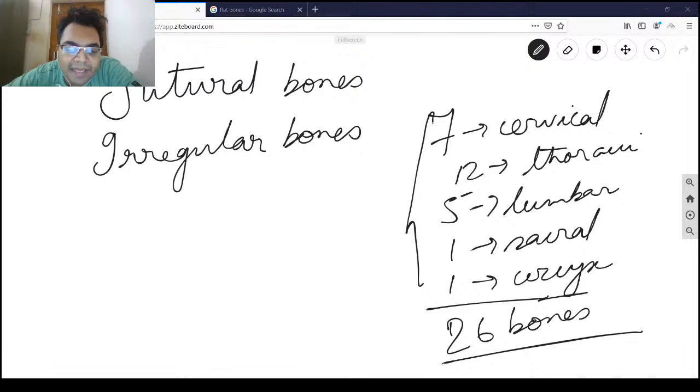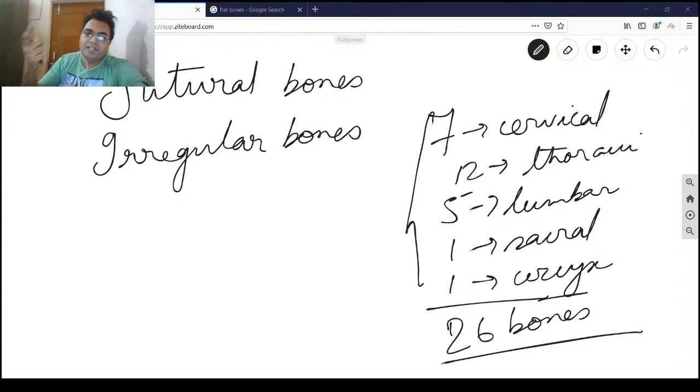So coming on to next are the types of joints. We have three types of joints: the fibrous joints, the cartilaginous joints, and the synovial joints. But before going into that classification, I'll tell you about three things which are also asked in the NEET examination sometimes.